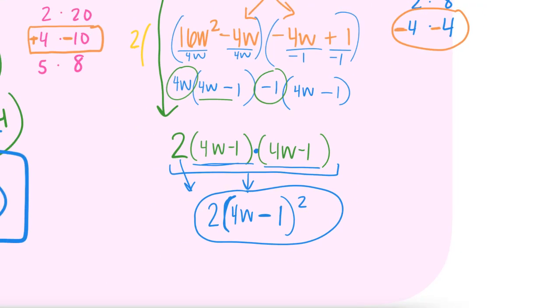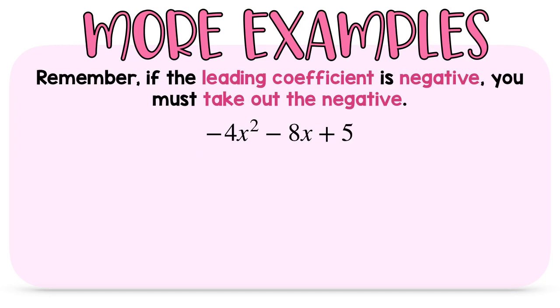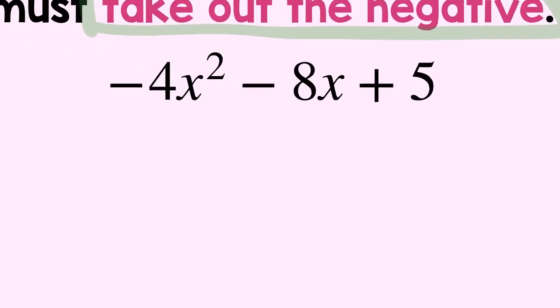All right, so I have one more example to talk about, and this is if the leading coefficient is negative. So this is something we already know, but remember, anytime that leading coefficient, which just means that first term, is a negative, you have to take out the negative, even if you don't have any other factors to take out. So if there's no greatest common factor, you still have to take out the negative 1. So that's what we have going on here.